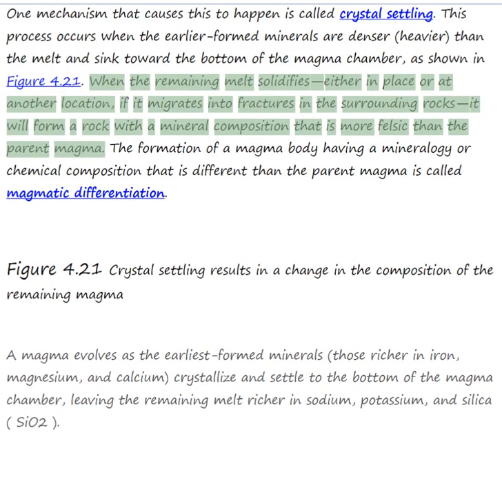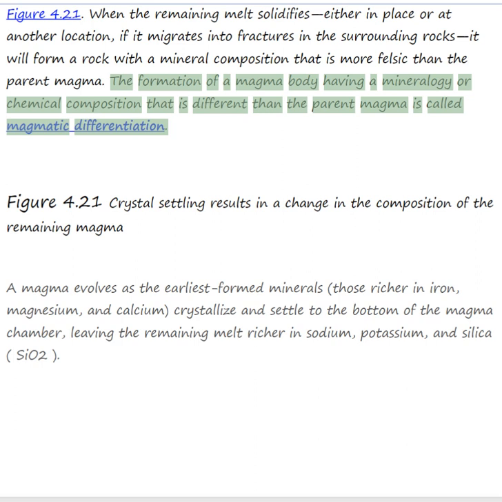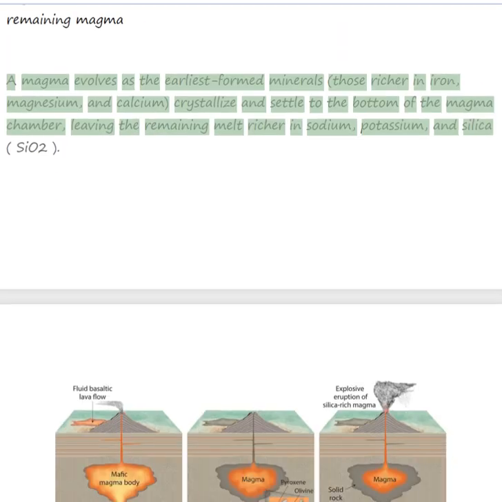When the remaining melt solidifies either in place or at another location, if it migrates into fractures in the surrounding rocks, it will form a rock with a mineral composition that is more felsic than the parent magma. The formation of a magma body having a mineralogy or chemical composition that is different than the parent magma is called magmatic differentiation. A magma evolves as the earliest formed minerals crystallize and settle to the bottom of the magma chamber, leaving the remaining melt richer in sodium, potassium, and silica.